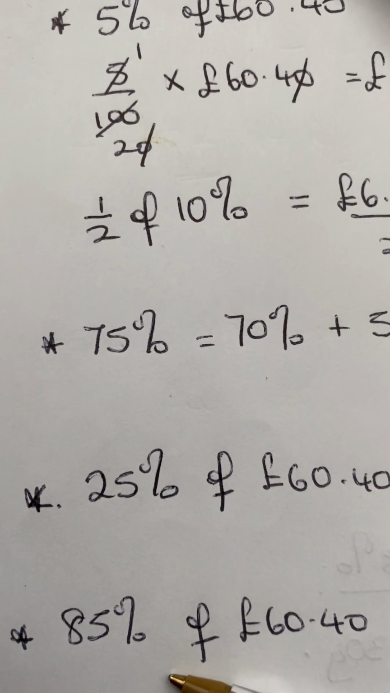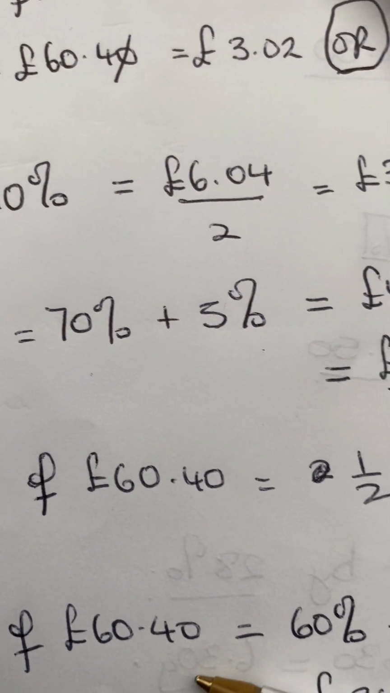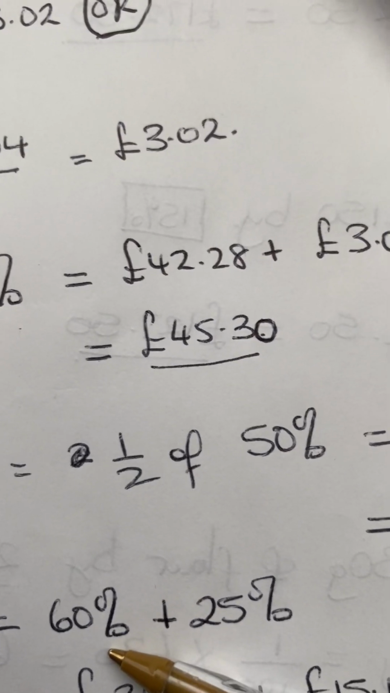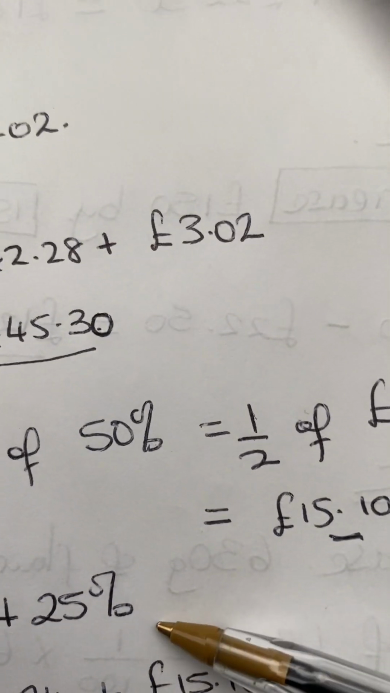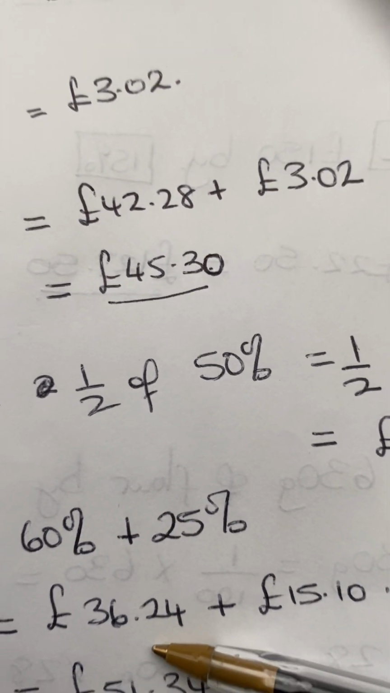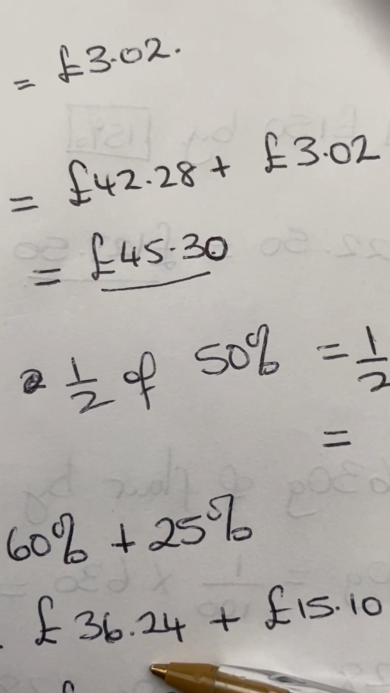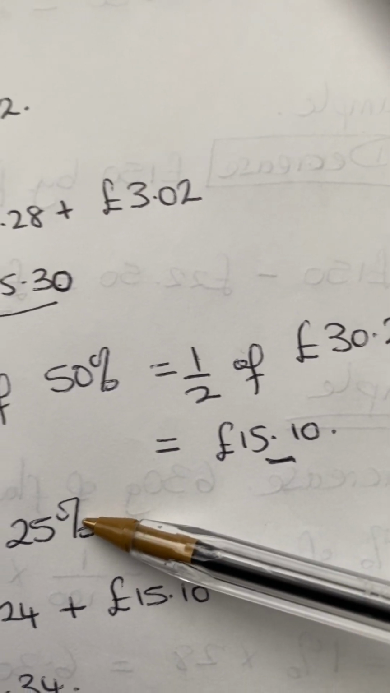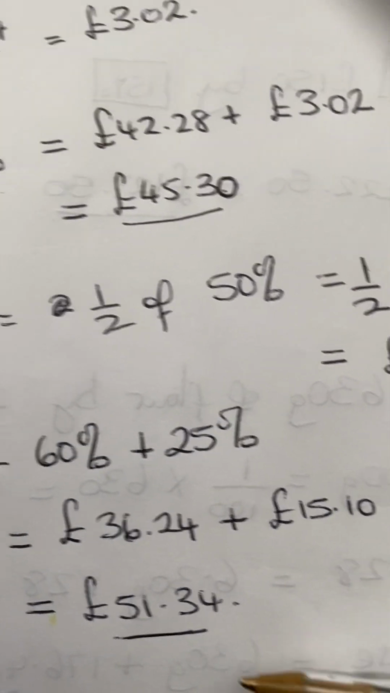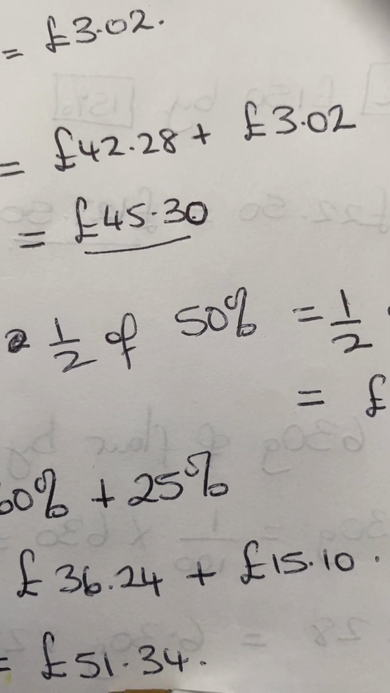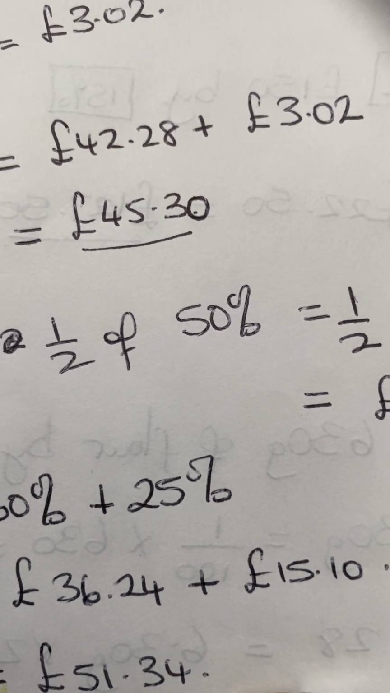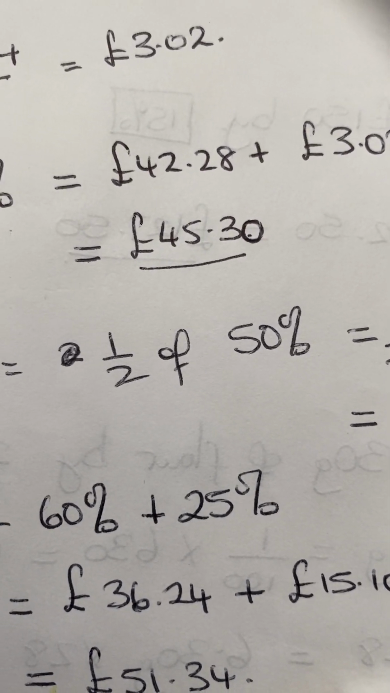Now, 85% of £60.40, you can add 60% and 25%. Now we did 60%, which is £36.24, and then we did 25%, which is £15.10. When you add them, it is £51.34. Okay, we are just trying to revise.